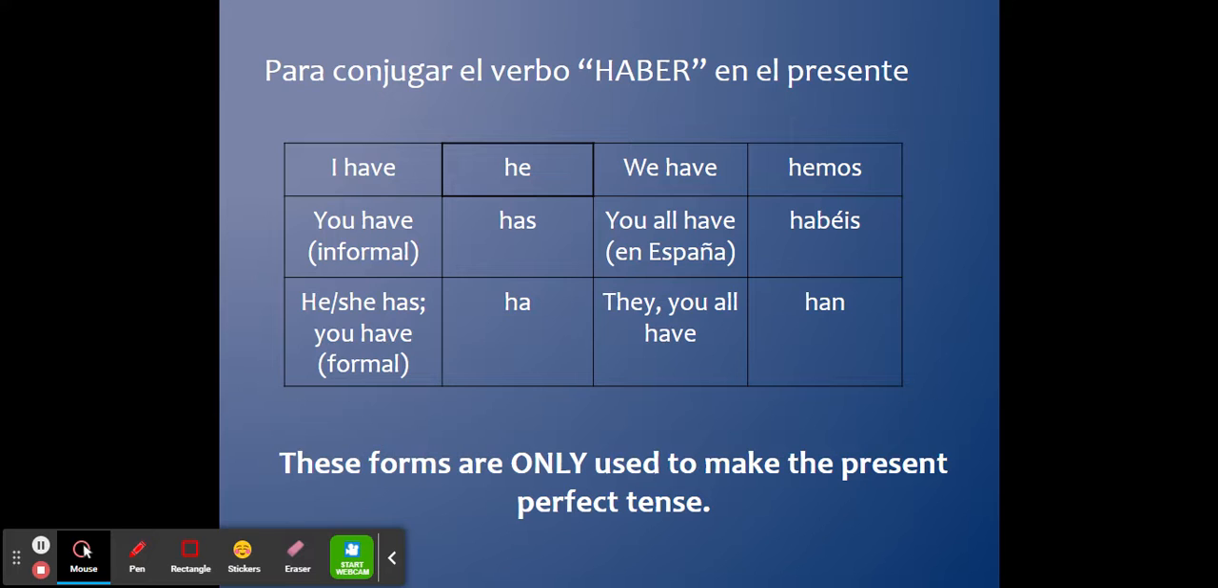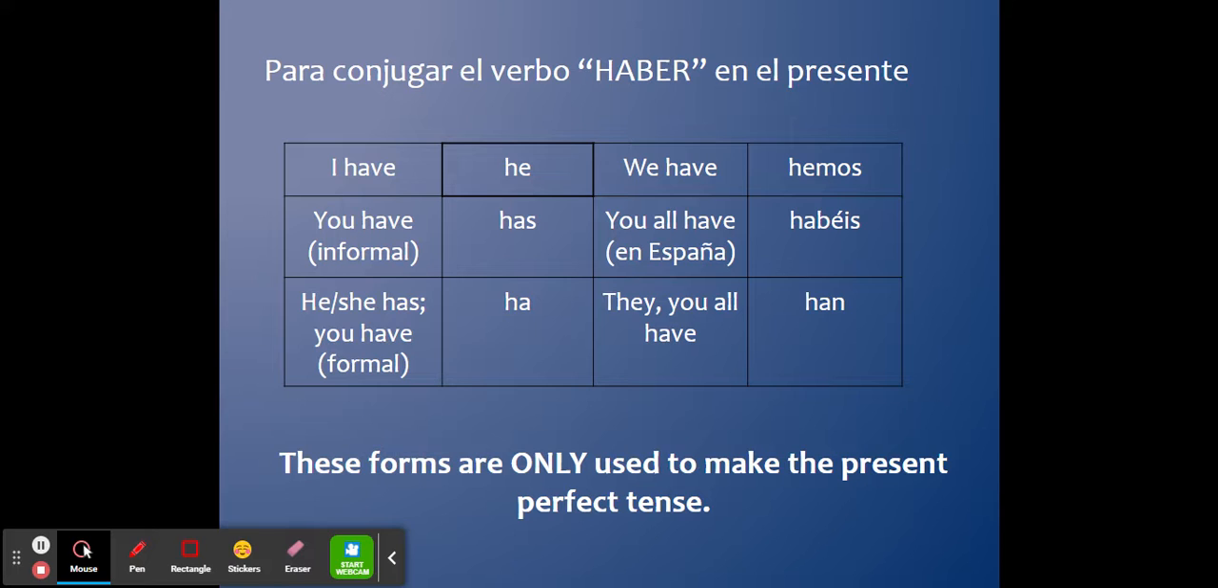Okay? So how to conjugate it is: he, I have; has, you have informal; ha, he or she has or you have formal; hemos, we have; habéis, you all have, only in España; and han, they have or you all have. Make sure to write the H, but be aware, of course, that that H is silent when you pronounce it.